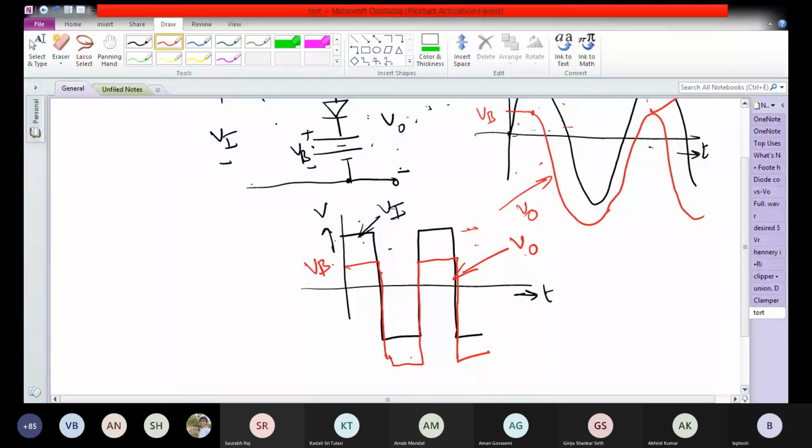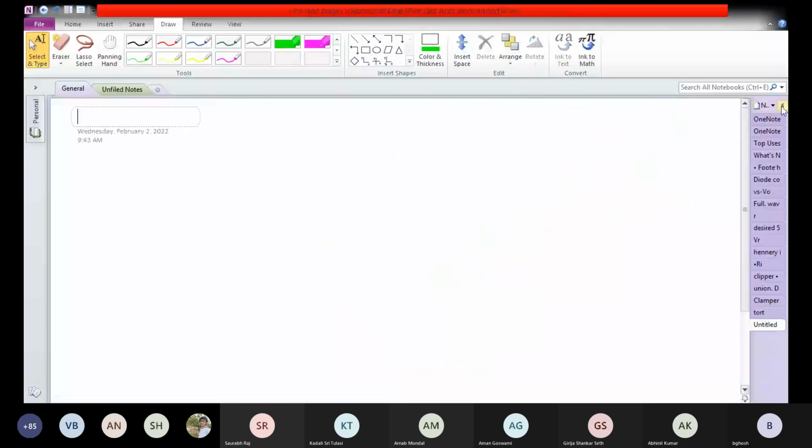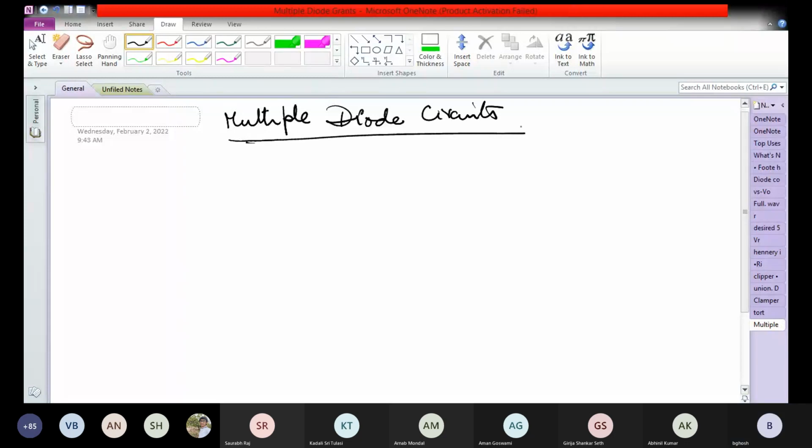Now, let us go to the general form of diode circuits. Analysis of diode circuits. And this is rather simple, not difficult at all, but you have to again get used to it. Multiple, we can call it multiple diode circuits. How to analyze a circuit when several diodes are present? Let us take a typical example.